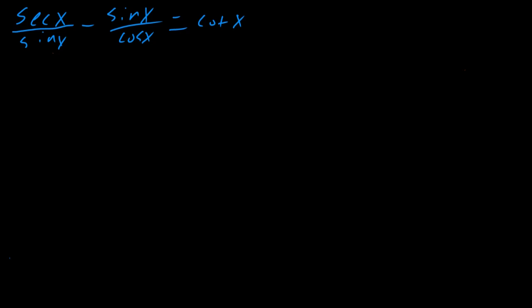So here's our next problem. We have secant of x over sine of x minus sine of x over cosine of x is equal to cotangent of x. On the left side, we have two fractions, but they don't have the same denominator. It'd be really nice if we had a common denominator. So we're going to multiply both of these fractions by a variation of 1. We're going to multiply secant of x over sine of x by cosine of x over cosine of x.